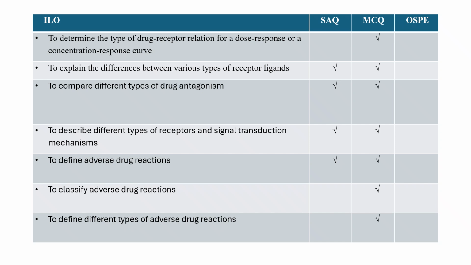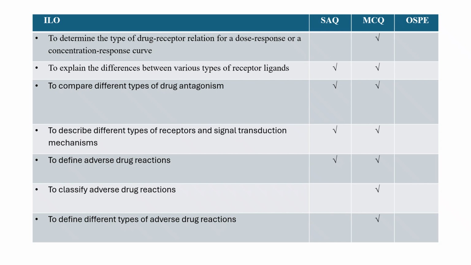However, if this antagonism is not competitive, this means that the antagonist is reducing the available number of receptors. So this is going to impact on a drug's efficacy. You are going to get a decrease in efficacy or a decrease in the Emax of the drug. However, with competitive antagonism, you don't get a decrease in efficacy or a decrease in the Emax. So you need to explain the differences between various types of receptor ligands, agonists, antagonists, and you need to compare different types of drug antagonism. Again, if you need to explain the differences, if you can compare, you should be able to describe each one of these separately.